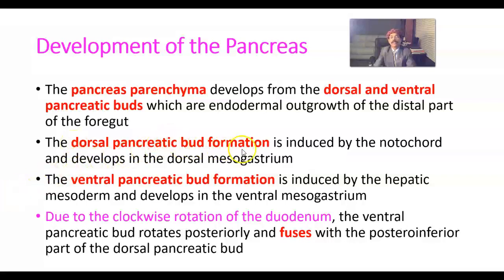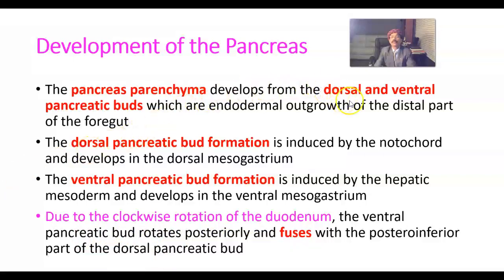The dorsal pancreatic bud formation is influenced by the notochord and develops in the dorsal mesogastrium. The ventral pancreatic bud formation is induced by the hepatic mesoderm and develops in the ventral mesogastrium. Due to the clockwise rotation of the duodenum, the ventral pancreatic bud rotates posteriorly and fuses with the posterior inferior part of the dorsal pancreatic bud.